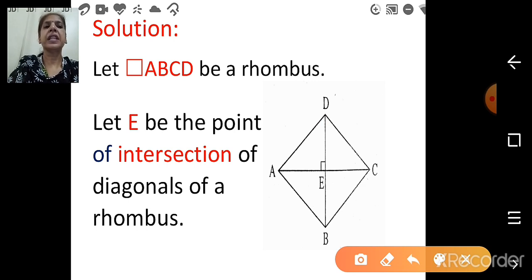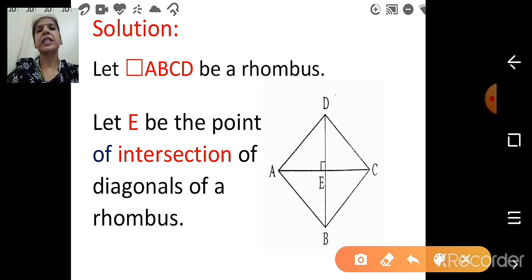BD was given 30. So DE will be half of that, 15. AE is half of AC, and half of 16 is 8. And we have to find AD, the side. This is a side because we have to find perimeter. So we have to find the side. Now triangle AED is a right angle triangle because angle E is 90 degree. So we will be using theorem of Pythagoras.